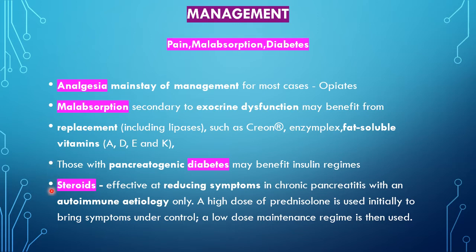Steroids may be used and are effective at reducing symptoms in chronic pancreatitis with an autoimmune etiology. A high dose of prednisolone is usually used to bring the symptoms under control, followed by a low dose maintenance regime.